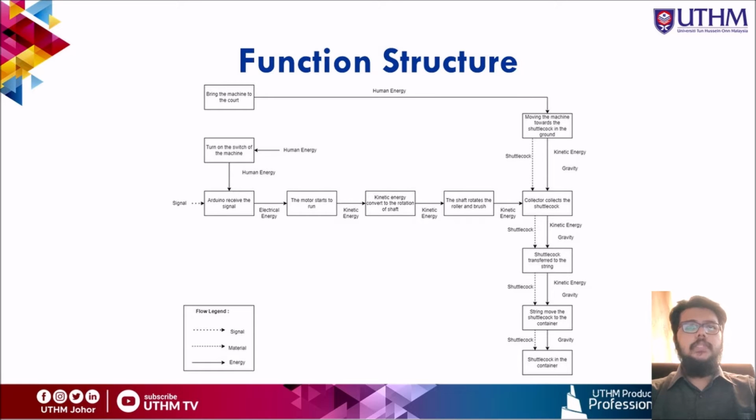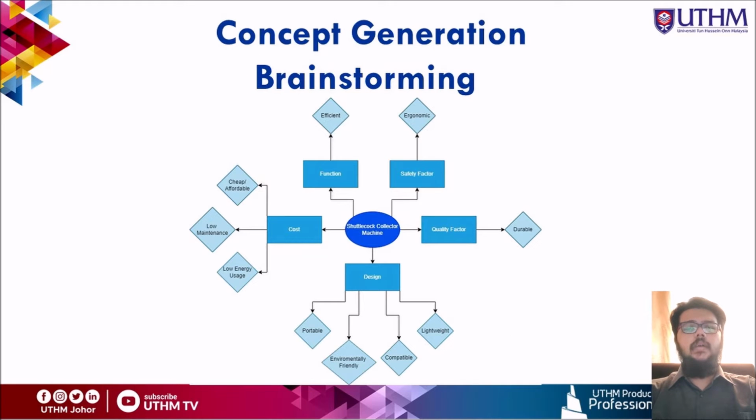Function structure is basically a flow from bringing the machine to the court until the shuttlecock is in the container. So in this process flow, we can identify the energy being used, the signal that will be sent, and the movement of the shuttlecock. For concept generation, one of the methods is brainstorming. The main areas we focus on are function, safety factor, quality factor, design, and cost.